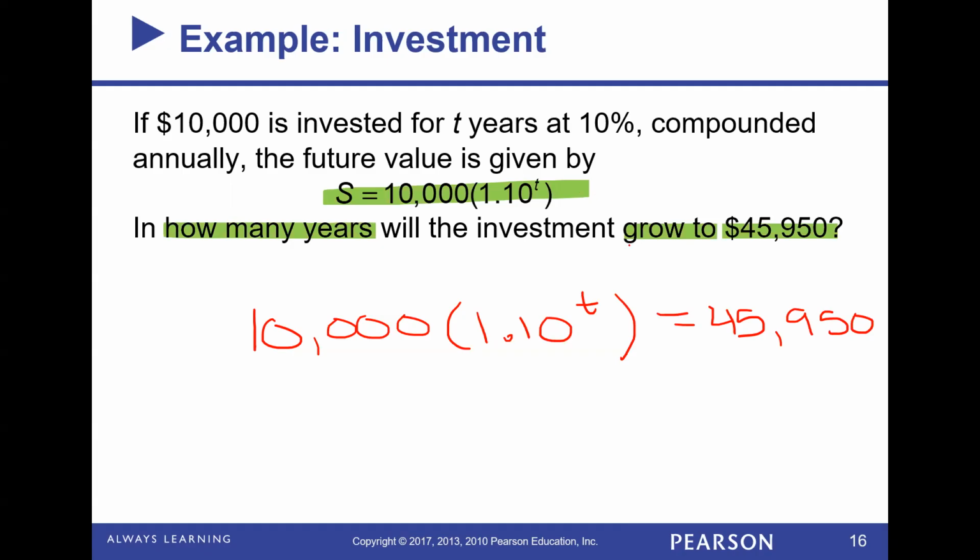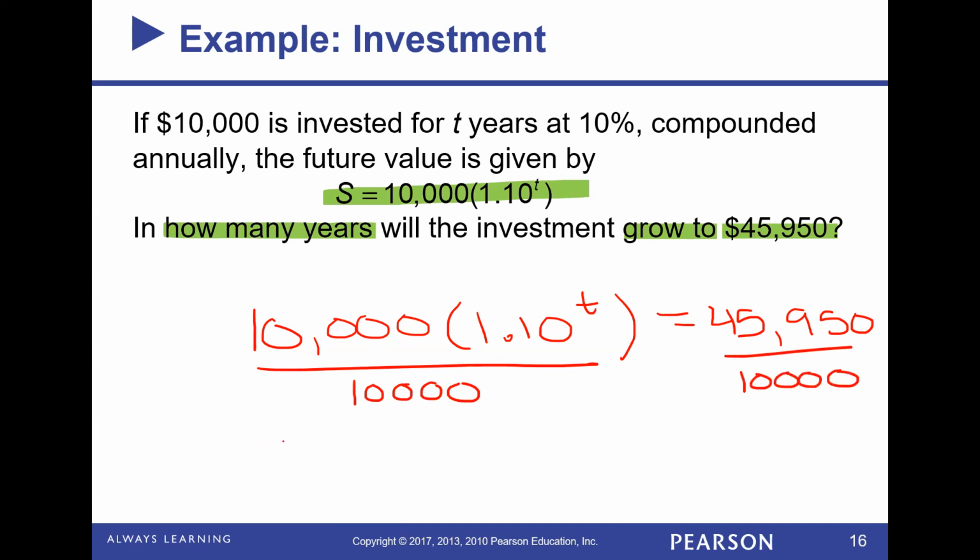So we found our term that has our variable in it. We're going to leave that term alone. And again, there's nothing being added or subtracted, so we're good there. But now we need to get rid of that 10,000. So we're going to start by dividing. And again, what I do to one side, I do the same thing to the entire other side. So we're going to be left with 1.10 to the power of t equals.